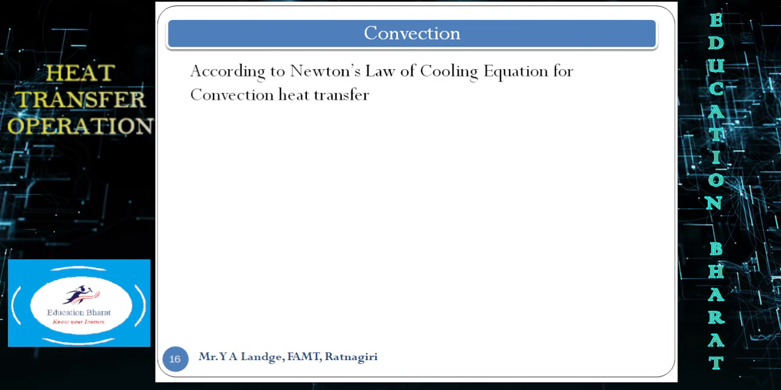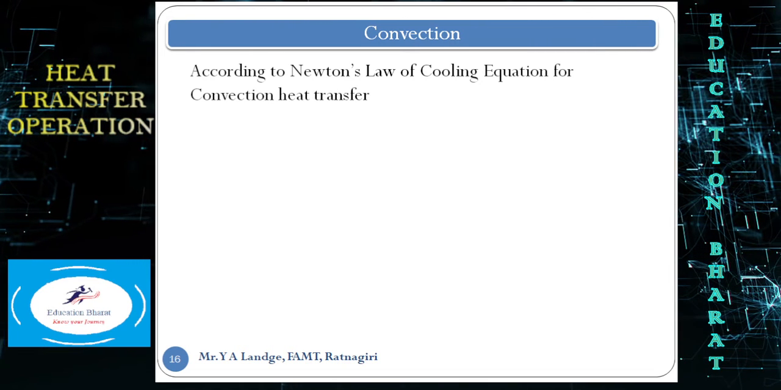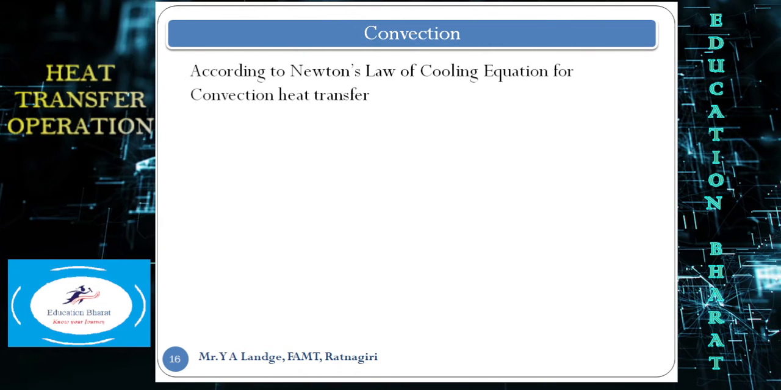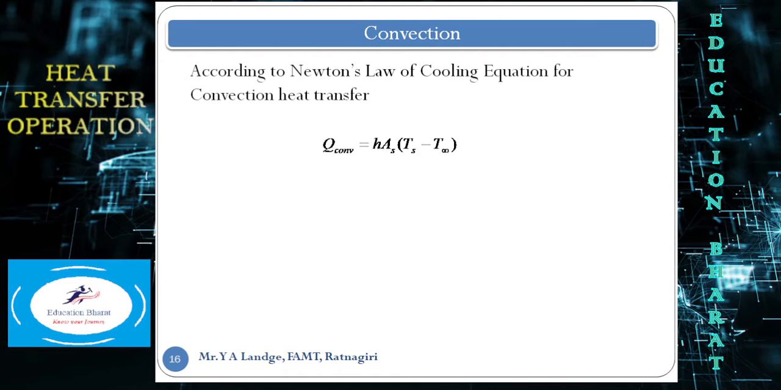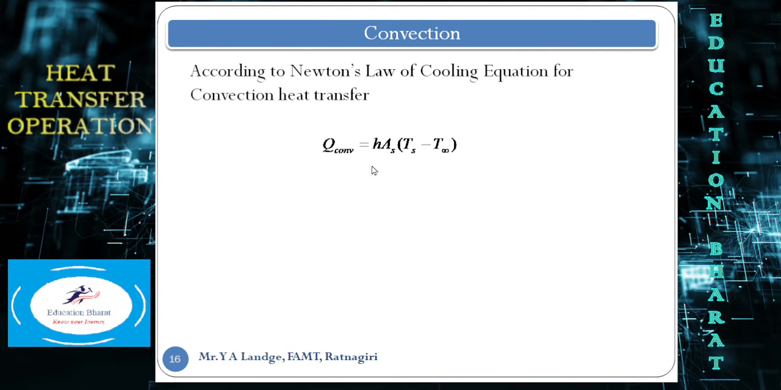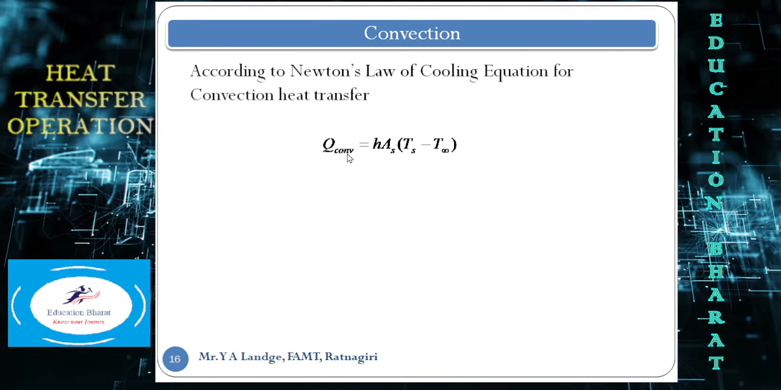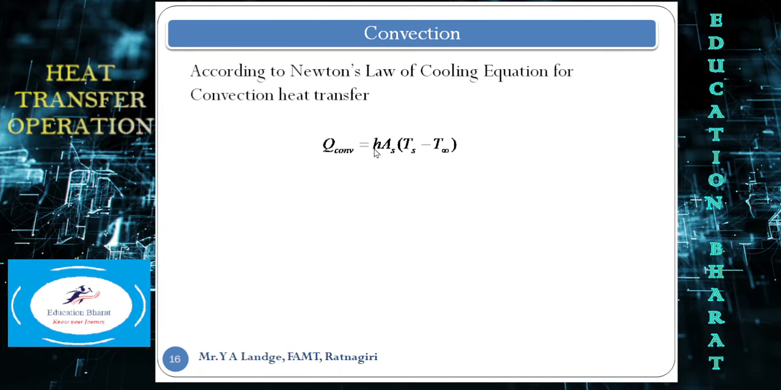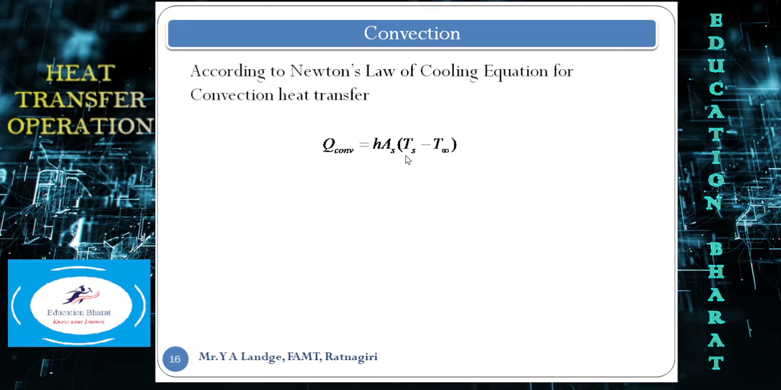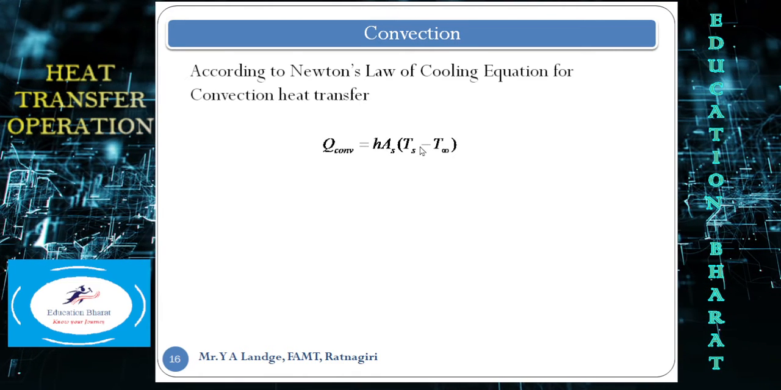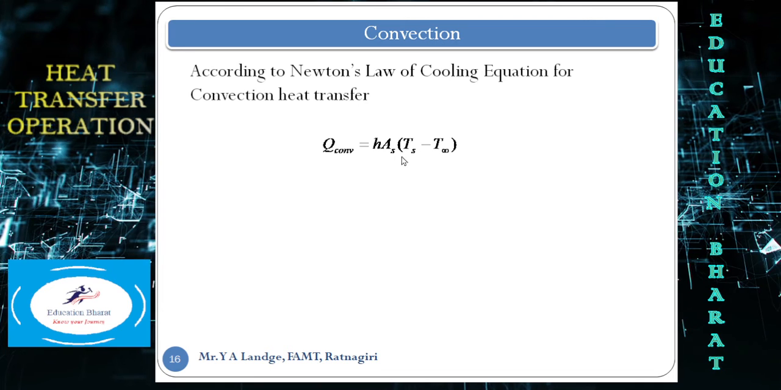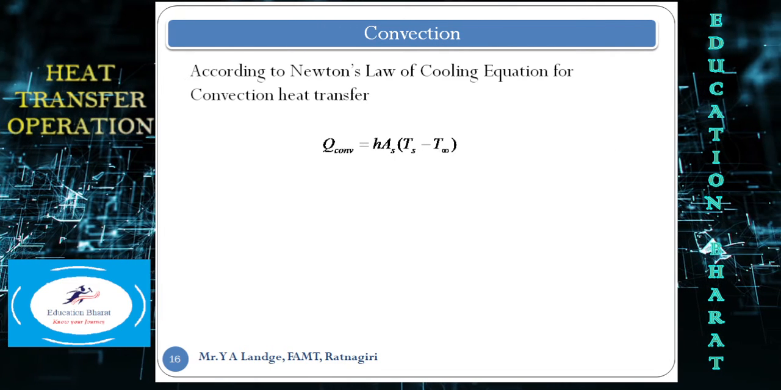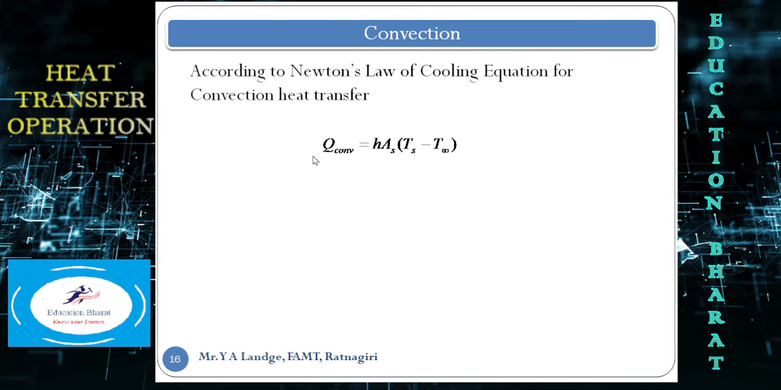Now according to Newton's law of cooling, what is the equation for convection heat transfer? We call it convective heat transfer, and for that we have the equation. Q convection, where conv is the representation of convection, is equal to h, which is called the heat transfer coefficient, times A, the surface area on which the heat transfer takes place, times the temperature difference between the surface and the surrounding. It will give you the heat transfer rate.